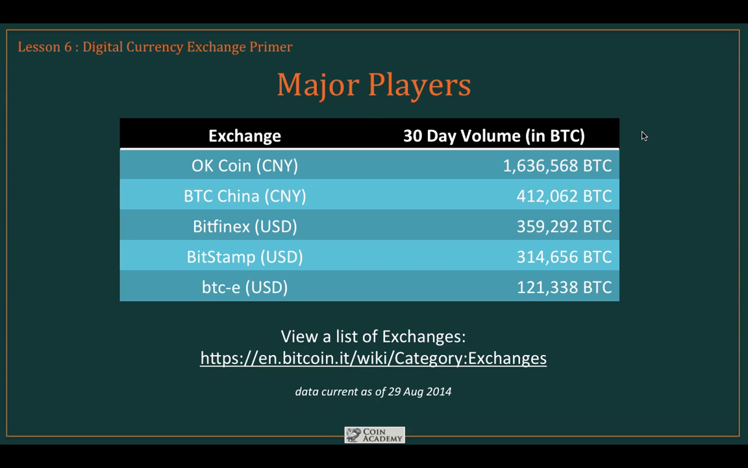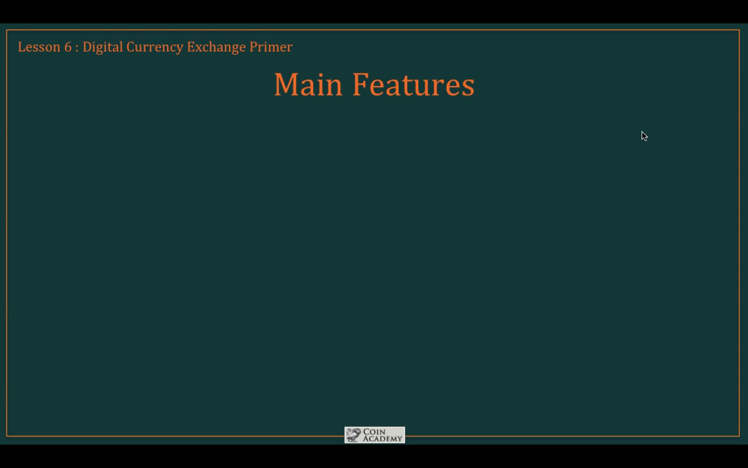If you'd like to do a bit more research and take a look at the other exchanges that are out there, here's a URL that gives you a list of exchanges. That is a fairly up-to-date list. It does seem to be fairly well maintained, but again, this does change from time to time, so Google's your friend. Let's take a look at the main features of a digital currency exchange.